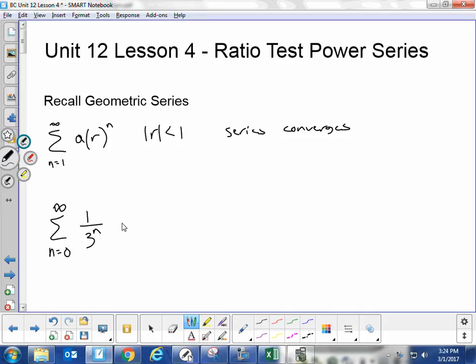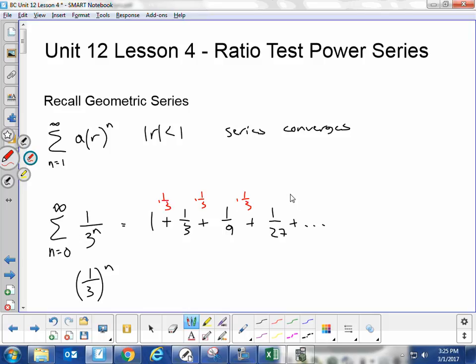Now, an example of this series is like 1 over 3 to the n. This ends up being a geometric series. You can rewrite it as 1/3 to the n. Okay, and if you looked at the terms, starting from 0, you'd have 1 plus 1/3 plus 1/9 plus 1/27, et cetera. And you're really just taking the previous term and multiplying it by 1/3 every time.